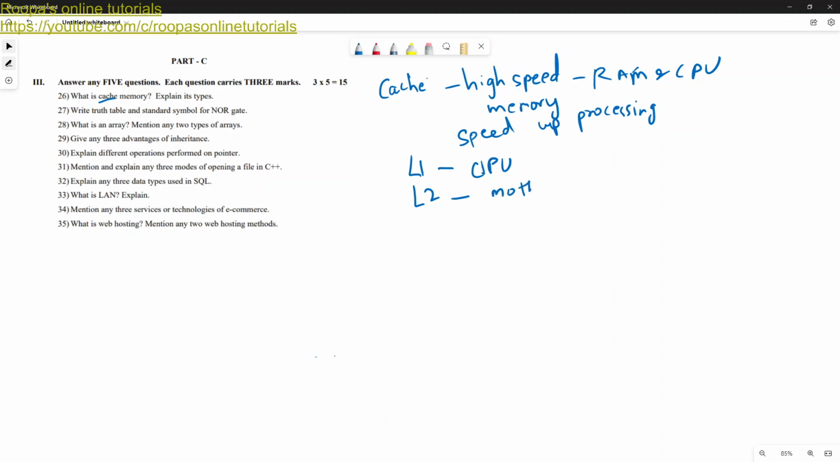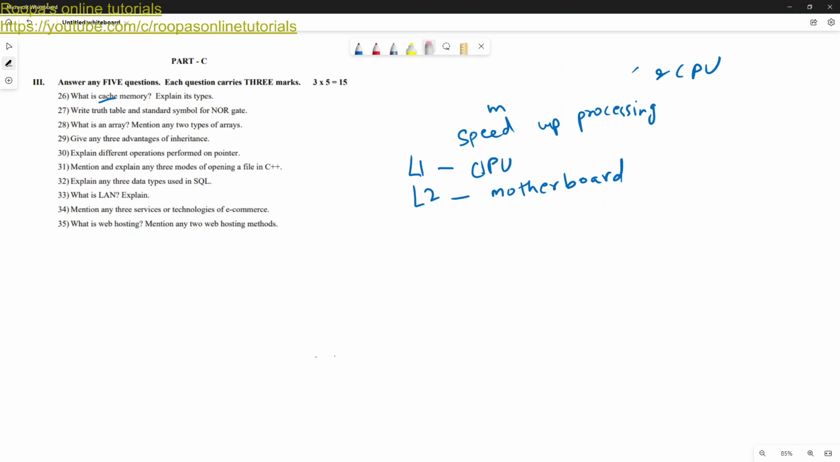Okay, so these are the 3 points that you need to write, and you will get 1 mark each: for the definition, what is cache memory; L1 cache is present in the CPU; and L2 cache is present on the motherboard. Okay, so we'll go to the next question.